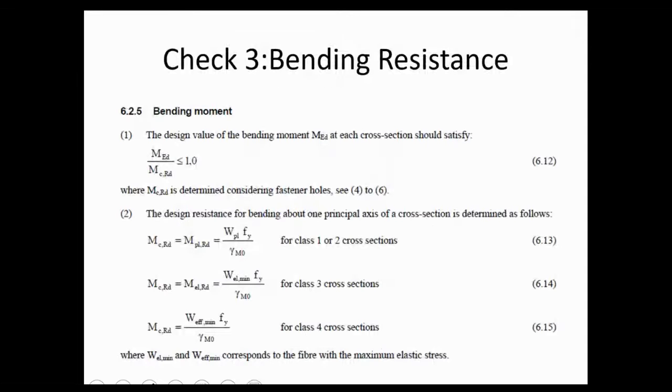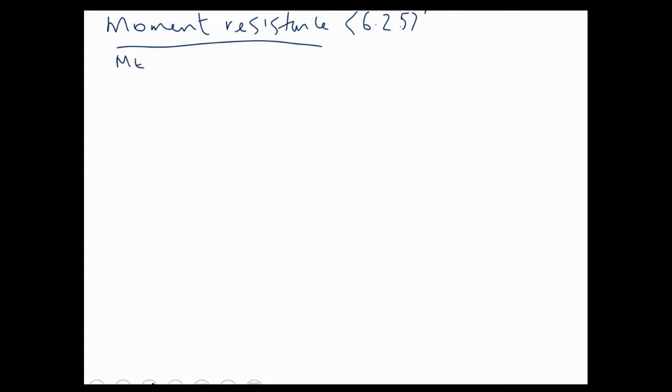Because we have a class one section, we're going to use this equation here. We're going to get the plastic modulus, and the plastic modulus we just take straight from the blue book, and we're designing around the major axis. So we just take the plastic modulus about the YY axis. Okay, so let's do that here. We're looking at the moment resistance, which is from clause 6.2.5 in Eurocode 3, part 1-1.